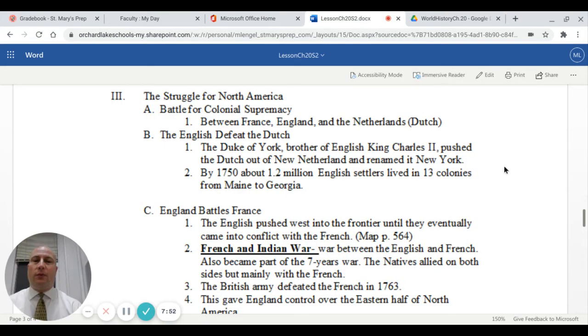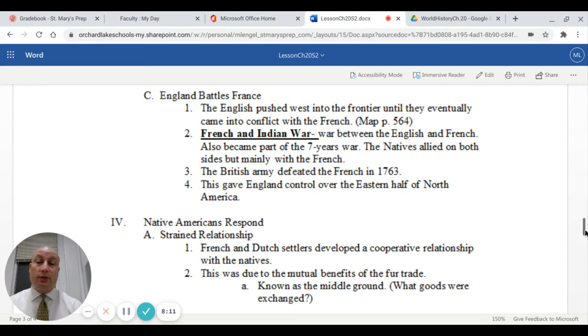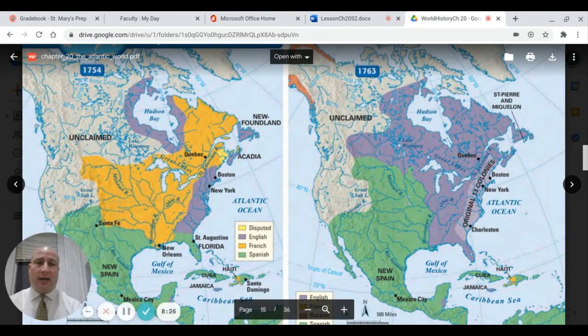Now, one thing that I want to say is that by 1750, about 1.2 million English settlers lived in the 13 colonies from Maine down to Georgia. So the population was really starting to grow in the 1700s of English coming over to the modern day United States region or North America. Then England and France are going to go to war. And this one was a little bit bigger because this series of wars was going on both in Europe and in the Americas. So the English would push further into the frontier until they eventually came into conflict with the French. And you can sort of see how that takes place here.